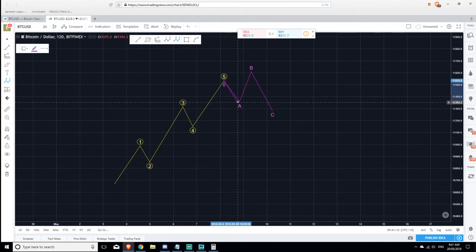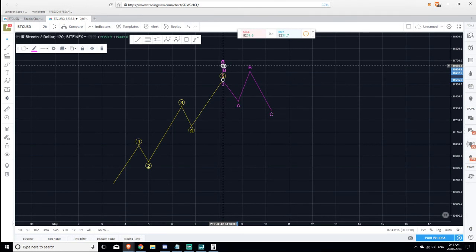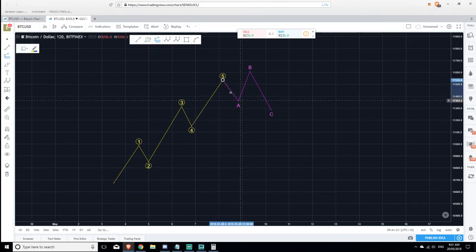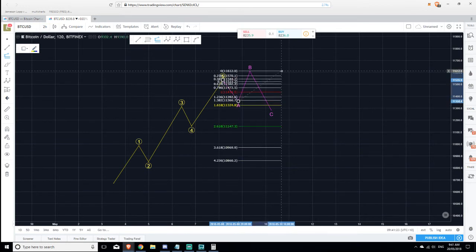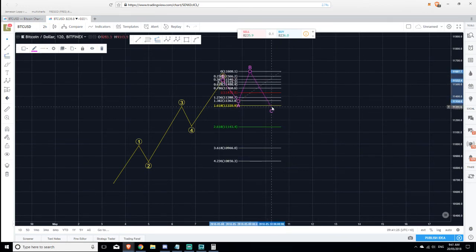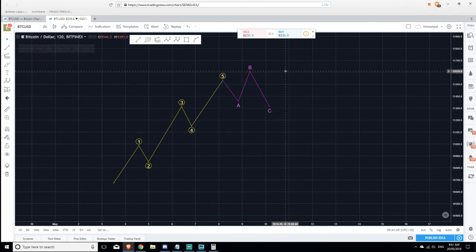because expanded flats usually go past the origin, past the bottom of A. So we'll do something like this. Start at 0, take it to A, pull back to B, aim for 1.618, something like that. So that'll be the expanded flat target.